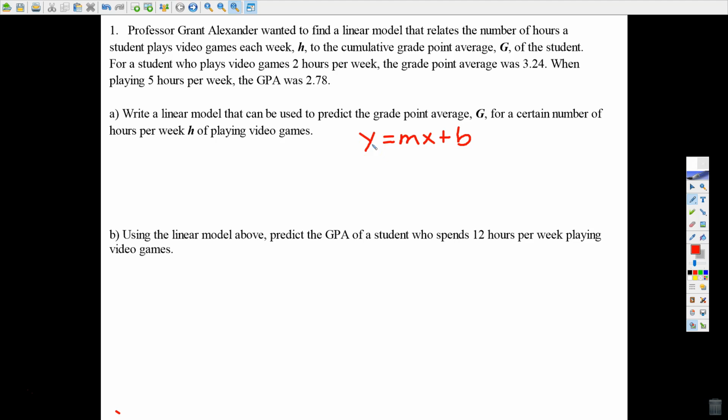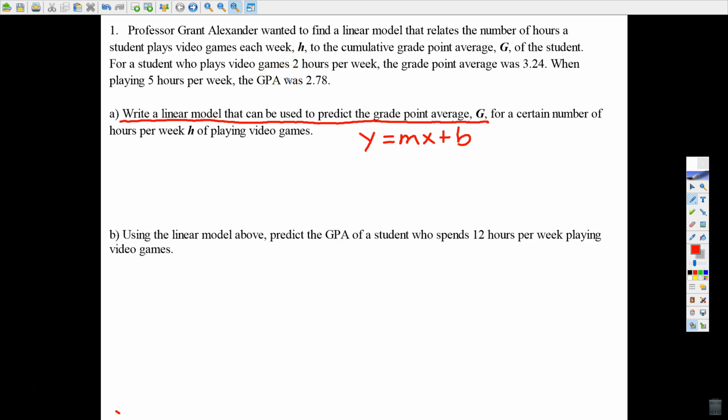Because if I know 2 points on a line, I've got a formula that I can use to come up with the slope. Well, the trick is making sure that you set your ordered pairs up correctly. And to me, it really involves this part of the statement. What is it that this problem is asking us to determine? We are going to be predicting what? The grade point average.